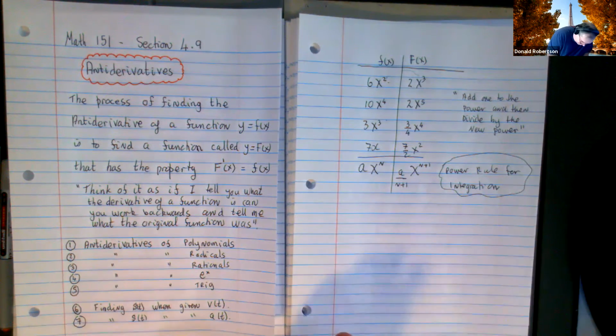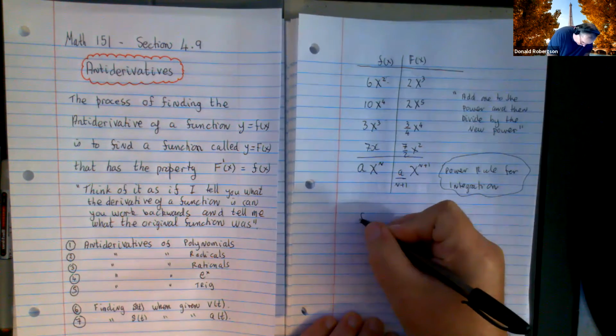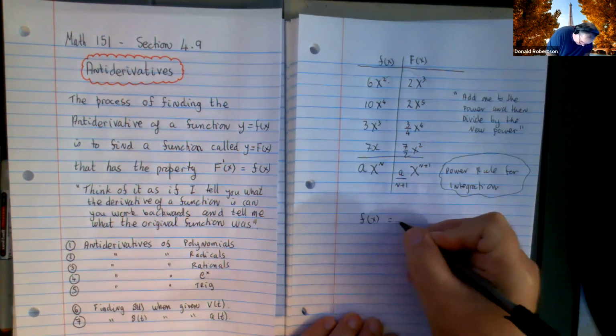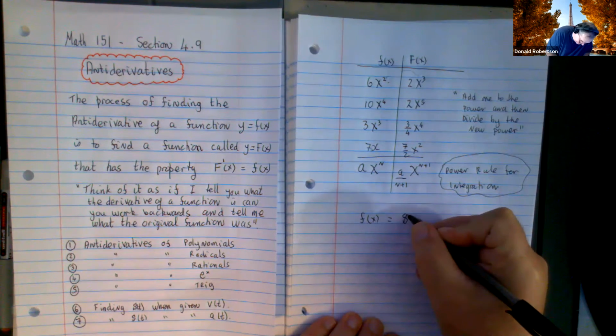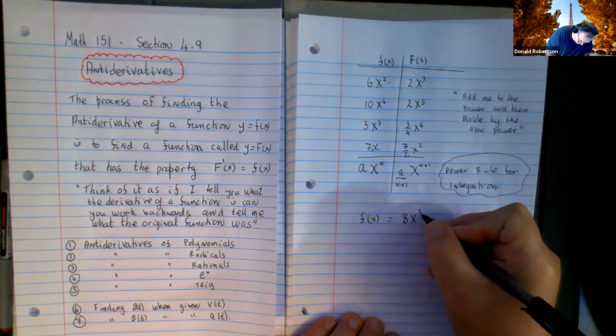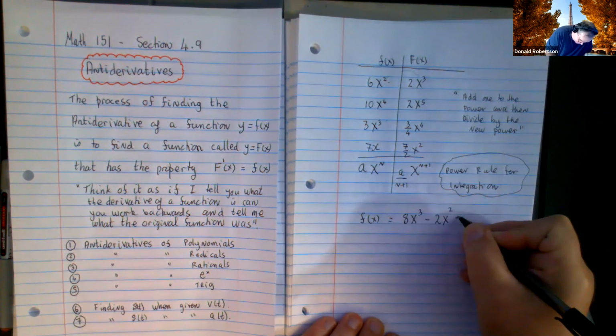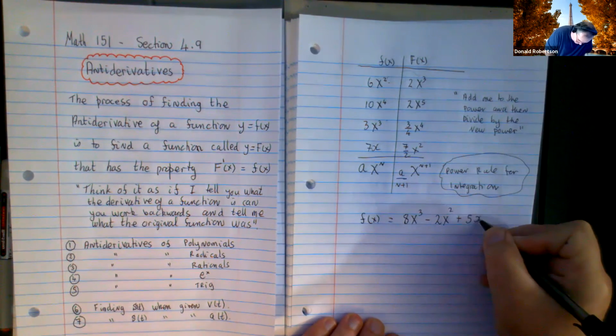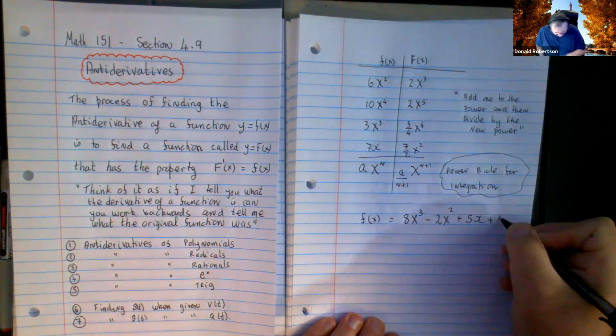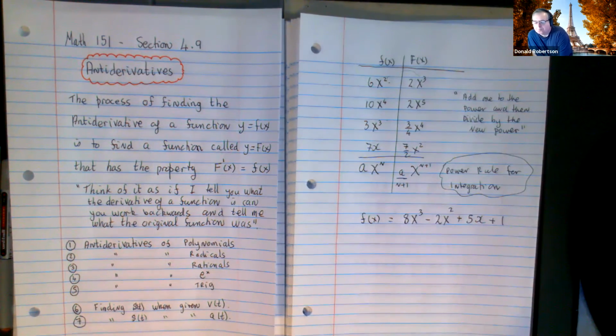So let's put it into action. Suppose I give you a polynomial like 8x cubed, take away 2x squared, plus 5x plus 1. And I almost forgot something.